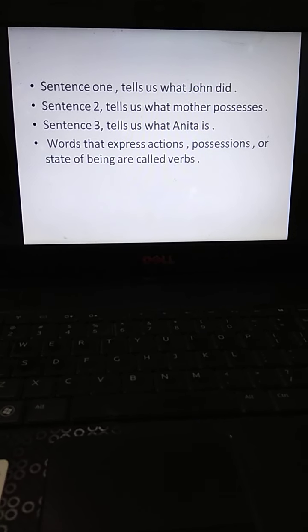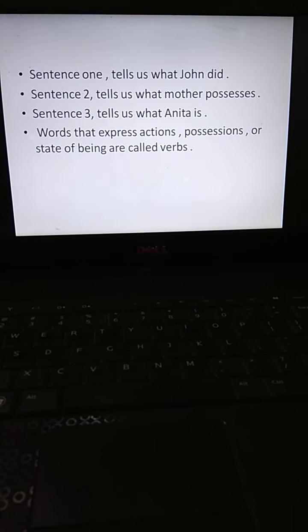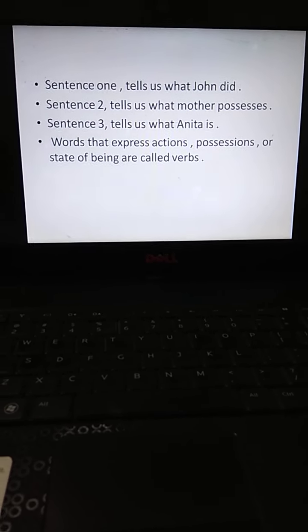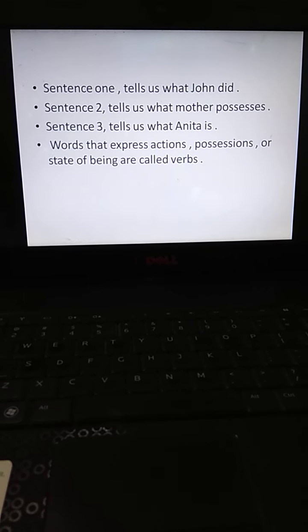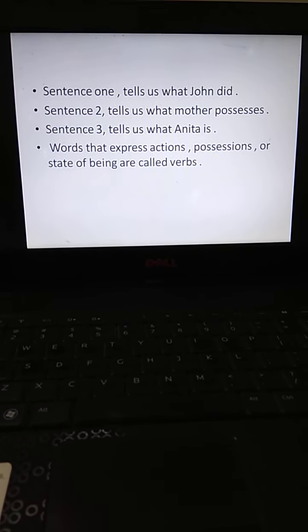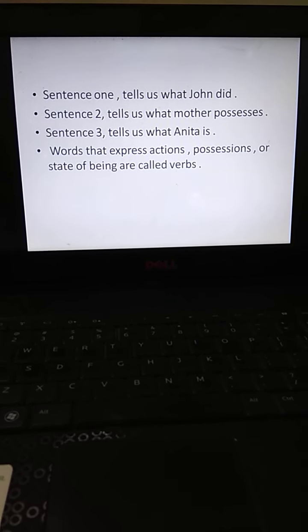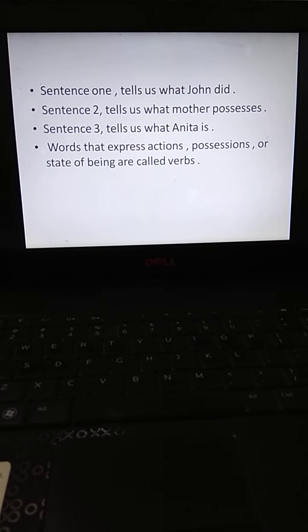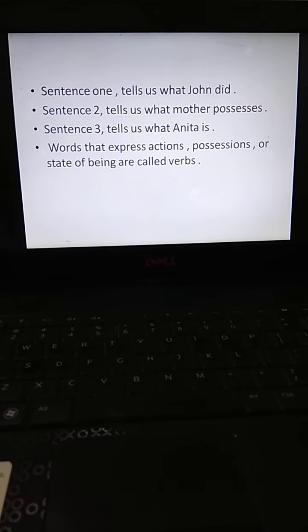In the following sentences, sentence 1 tells us what John did. It's an action. Sentence 2 tells us what mother possesses, that is possession. Sentence 3 tells us what Anita is, it's a state.